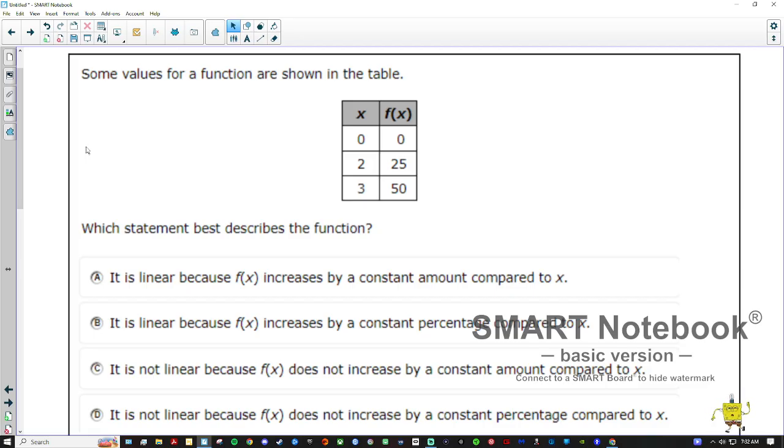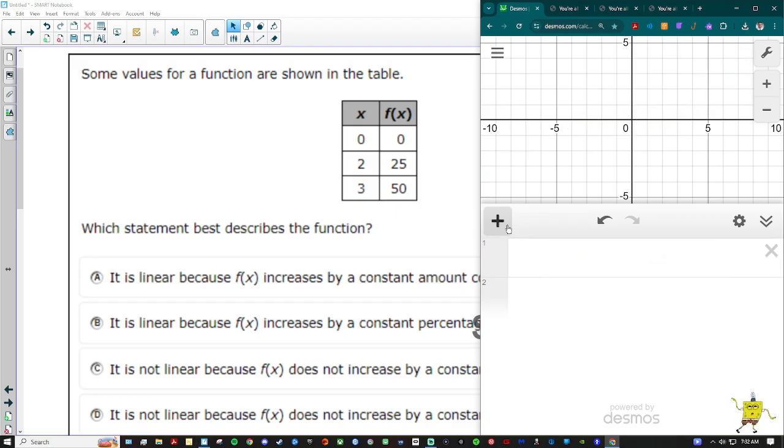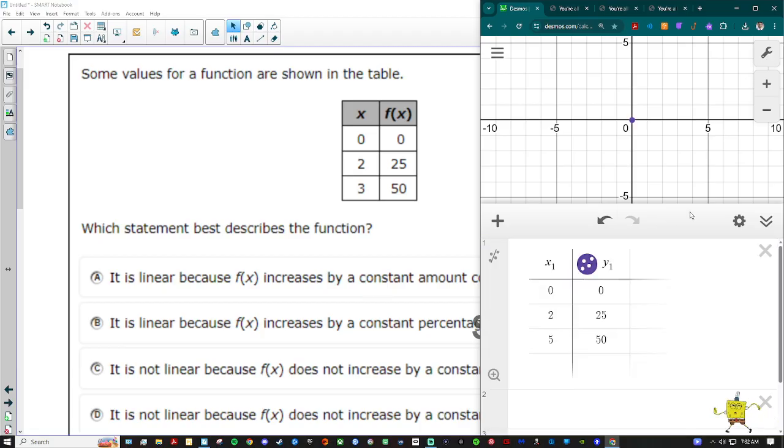Okay, some values for a function are shown in the table: 0, 0, 225, 550. Which statement best describes the function? Whenever you see a table, you should go to Desmos and add that table in. We have 0, 0, 225, and 550. Okay, so I typed it all in.